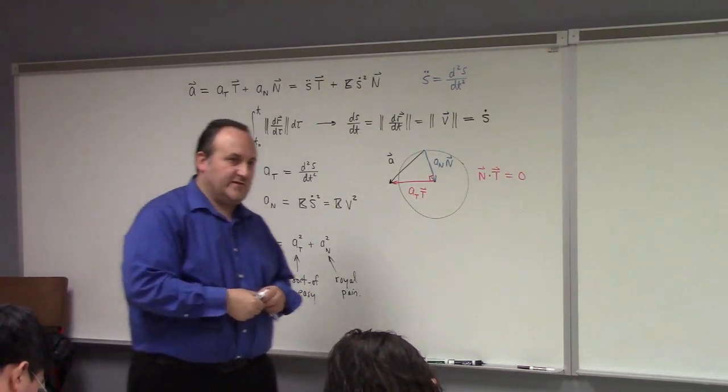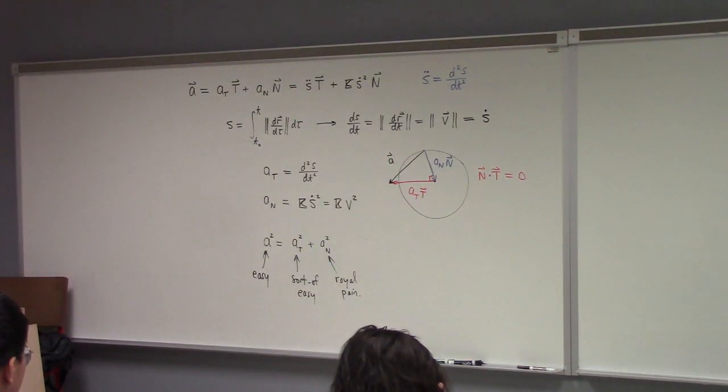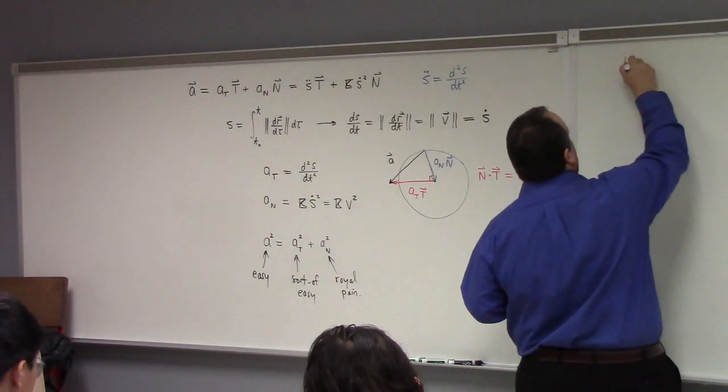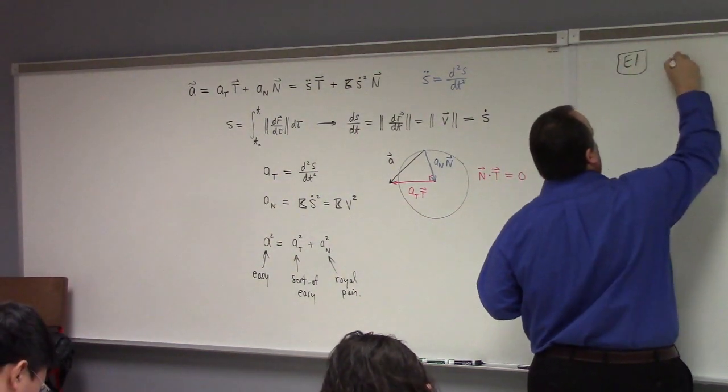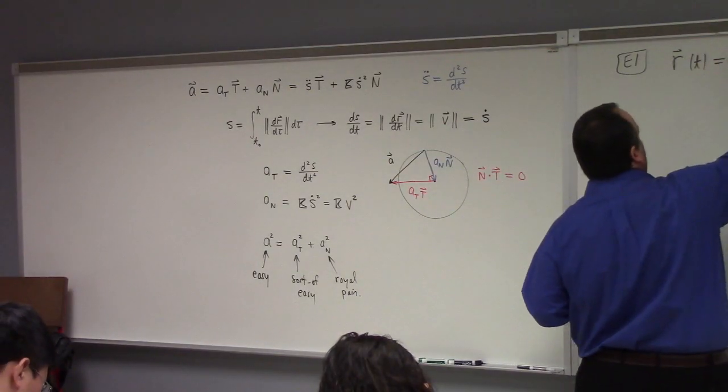But we have this relation, so we don't actually have to calculate a sub n directly if we don't want to, you see. Let me work this out for a specific example. How about, oh, this thing's pretty horrible. Let's look at the twisted cubic.